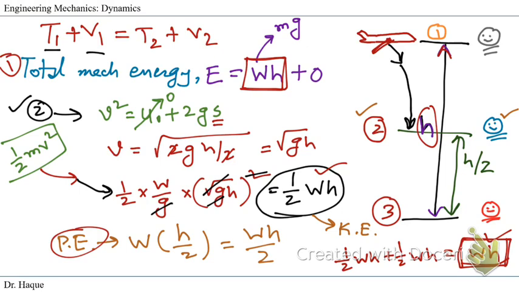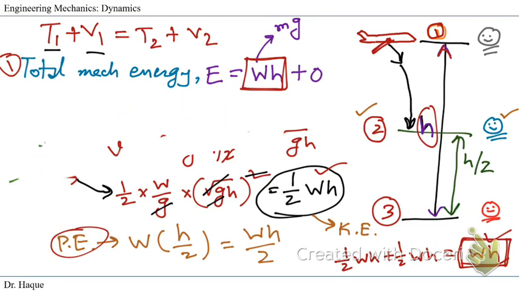What it tells us is that even as the paratrooper moved from position 1 to position 2, the sum of the potential energy and kinetic energy, the total mechanical energy, is always the same. In this case it's WH, and it's the same from 1 to 2. Now let's see another scenario.